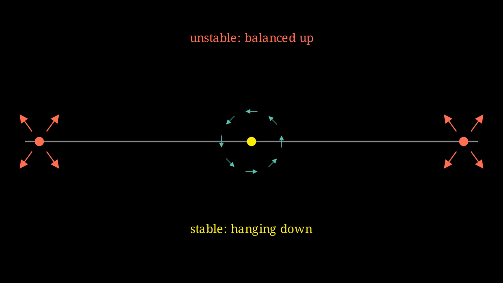That rest is stable. Balance straight up, the arrows nearby flee. The slightest nudge and the pendulum runs away from it. That rest is unstable. Rest points and their stability. That is the long-run behavior of the whole system, read at a glance.